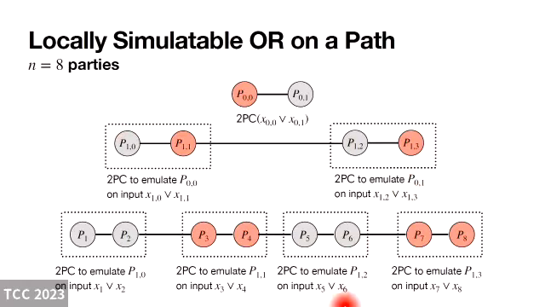And you can see why we get locally simulatable. Well, for this node, we just need to simulate the 2PC interaction here, which we can easily do. And for this node, we just need to simulate the 2PC interaction here. And also for this node, we need to simulate the 2PC interaction here. And there are some subtleties here, but more or less, you can make this go through, and each of these simulations that I just mentioned are in fact independent.